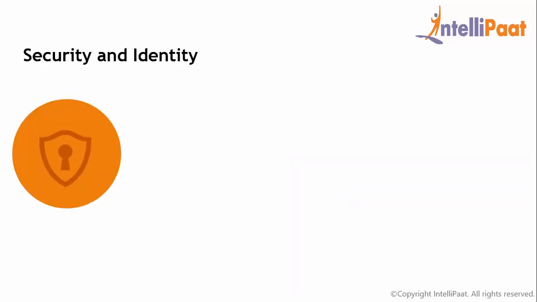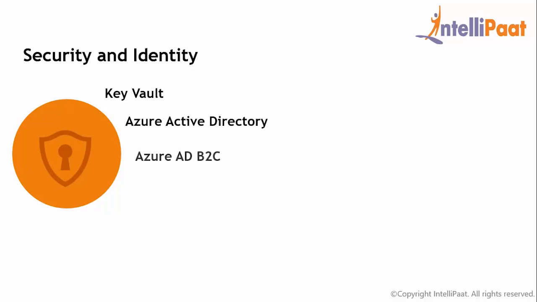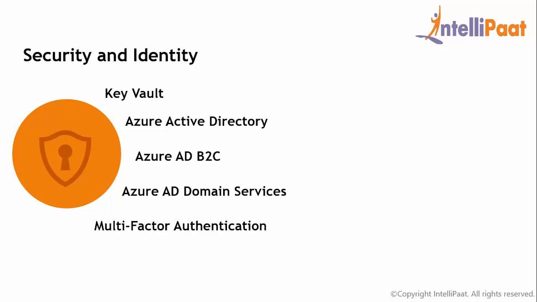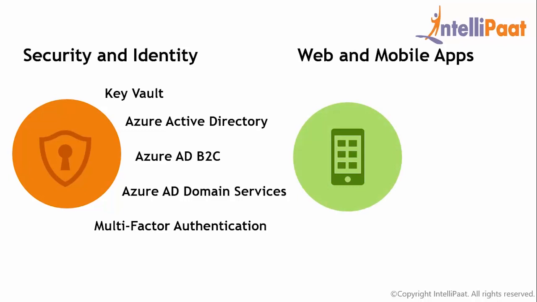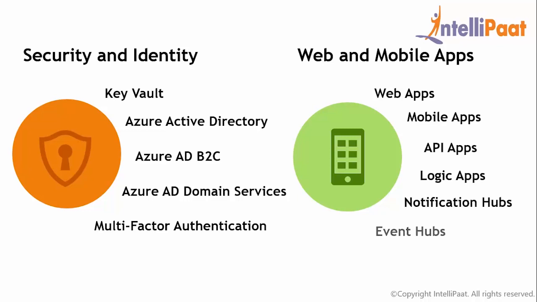And then we have got security and identity. So this actually includes services for user authentication or limiting access to a certain set of the audience on your Azure resources. So basically it provides a kind of security to your instances. So some of the security and identity services are Key Vault, Azure Active Directory, Azure AD B2C, Azure AD Domain Services, and multi-factor authentication. And then we have got web and mobile apps. So these are mainly used to create web apps or mobile apps for any platform and any device, just like web apps, mobile apps, API apps, logic apps, notification hubs, and event hubs.